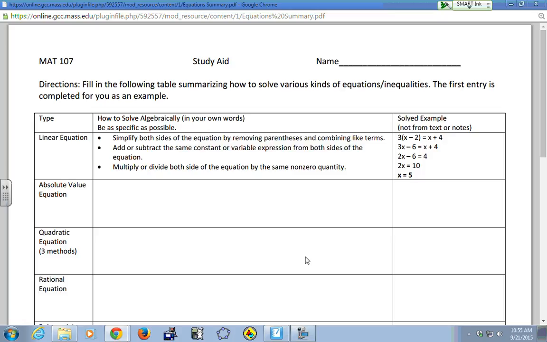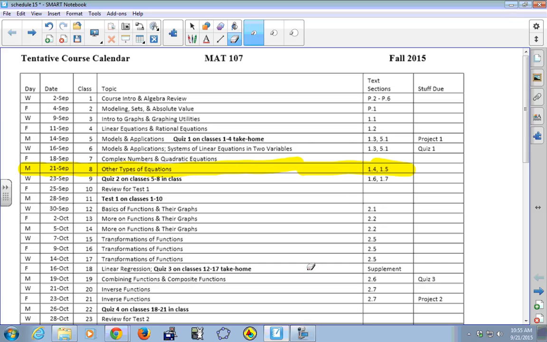But I would use this to start filling this in right after class today. Start putting in examples. This will help you for your quiz on Wednesday as well. So that's just in your Moodle. Print it out. If you have problems printing it, I'll be glad to do it for you.